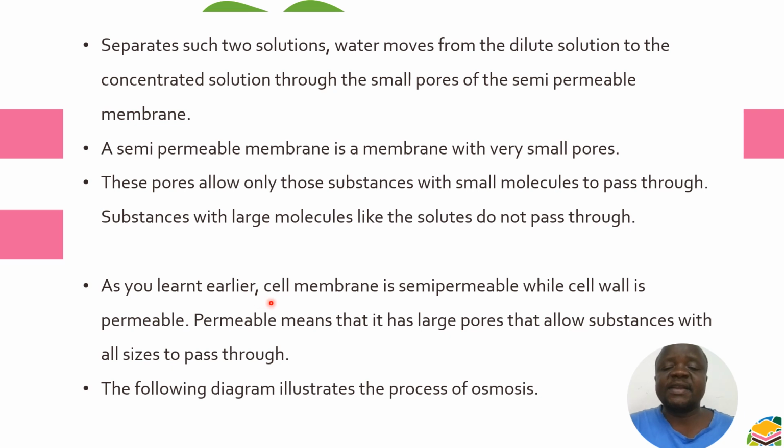So as you learned earlier on, the cell membrane is selectively permeable while the cell wall is permeable. So the cell wall is porous, and can allow even some large molecules to pass through. Permeable means that it has large pores that allow substances of all sizes to pass through. So the following diagram illustrates the process of osmosis.